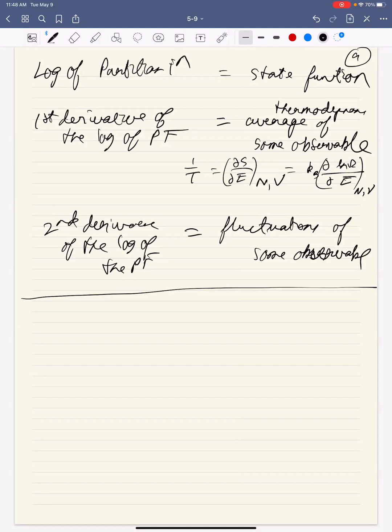Yeah, go ahead, Patrick. So for the microcanonical ensemble, the thermodynamic average of some observable is the first derivative. Mhm. What is the observable you're averaging to get 1/2?